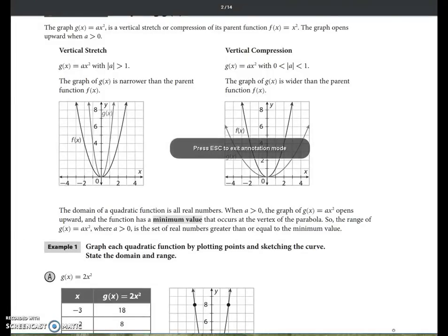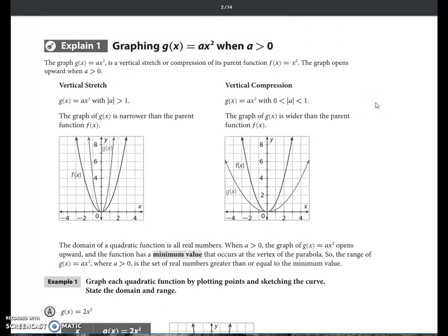Okay, so the next thing that we'll look at here is how does the value of a in ax squared affect the graph of a parabola. Okay, so graphing ax squared when a is greater than 0, here is the first part. So this is on the next page, second page of this section.